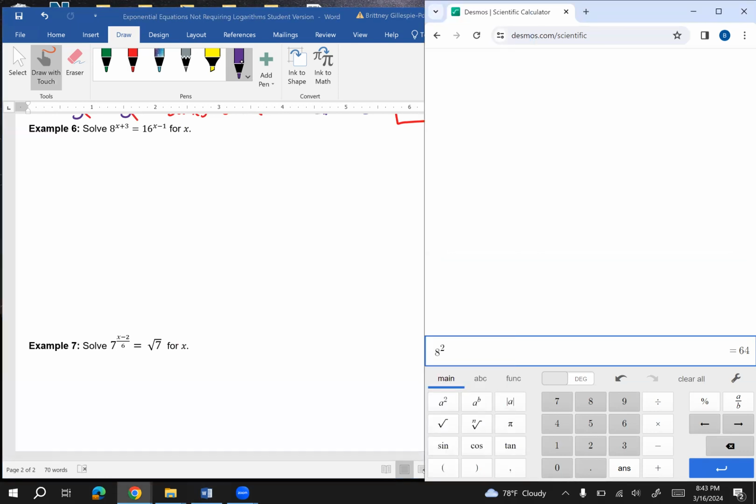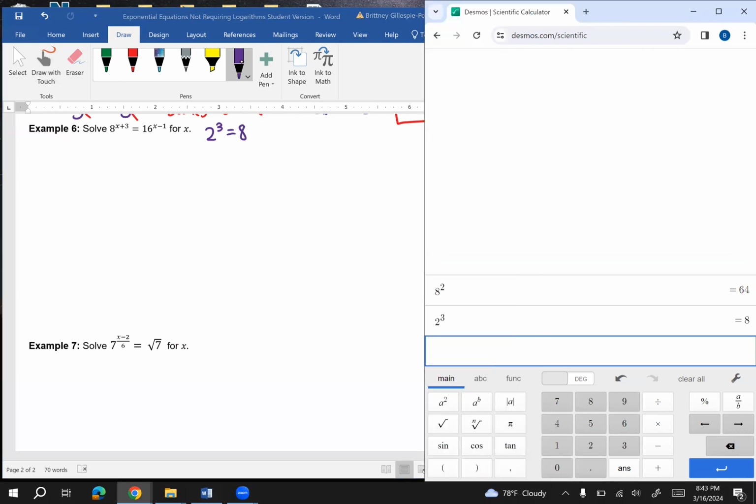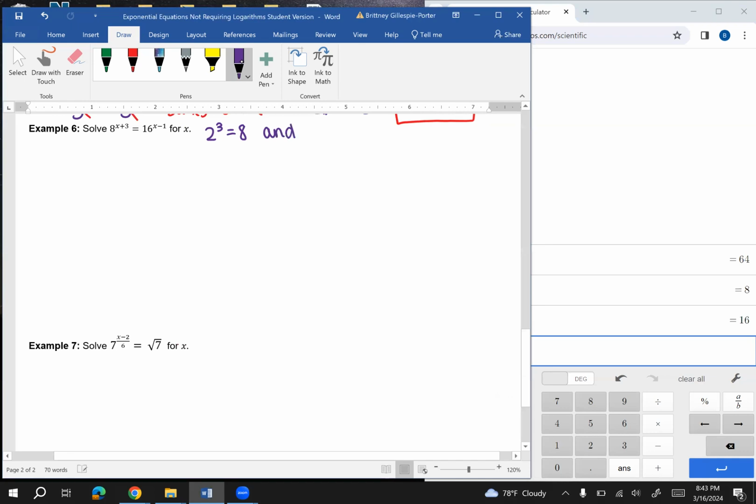However, remember in a previous problem, we found that 2 to the third is equal to 8. So I'm going to write that down so we don't forget it. Let's try to rewrite 16 as 2 to a power. 2 to the third gets us 8. 2 to the fourth gets us 16. All right, so here we go. Instead of 8, I'm going to plug in a 2 to the third. So instead of 8 to the x plus 3, we have 2 to the third to the x plus 3 equal to 16 to the x minus 1.